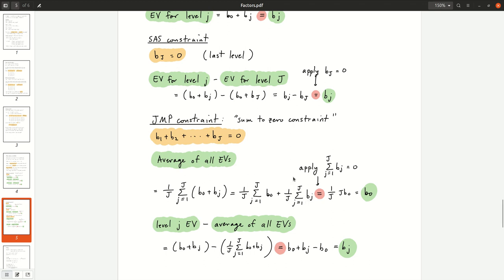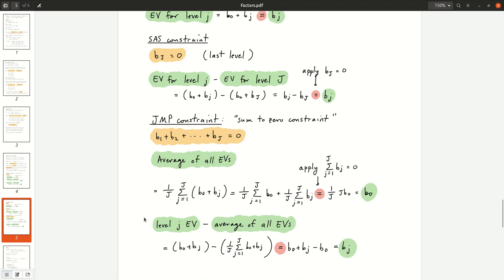And then the reason this is convenient is because here I'm now going to apply the constraint that this sum is 0, which means that this is 0, which leaves you with just this term. And this term is the sum from j equals 1 to capital J of just the same number. So this is capital J times b0. So that becomes this, and then you have the 1 over J out front. And therefore, this is just b sub 0. So this was a bit of algebra, but the result is that by applying this constraint to this quantity, we've isolated b sub 0, and therefore we can interpret b sub 0 as the average of all the expected values for the levels that appear in our data set.